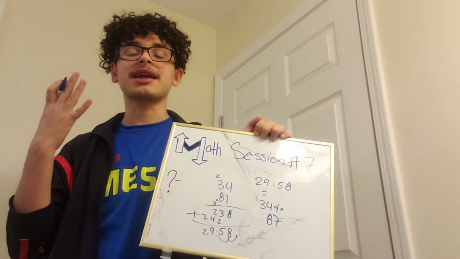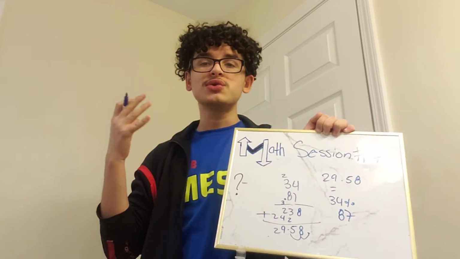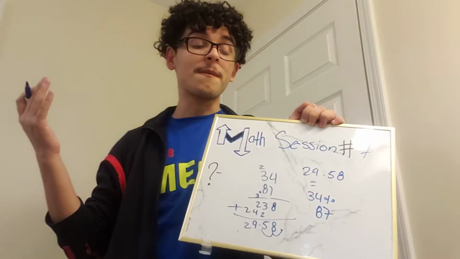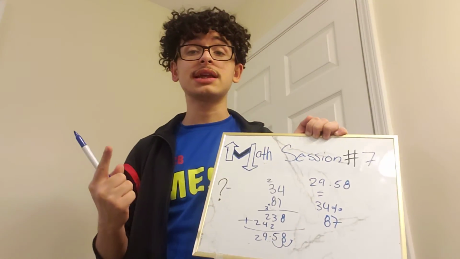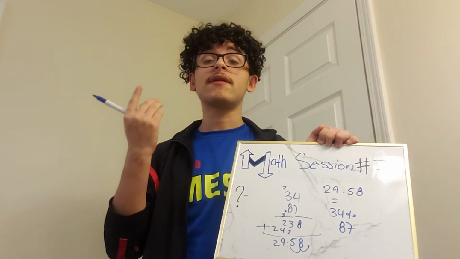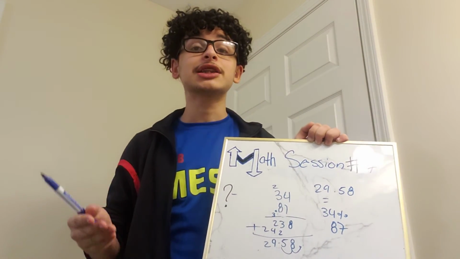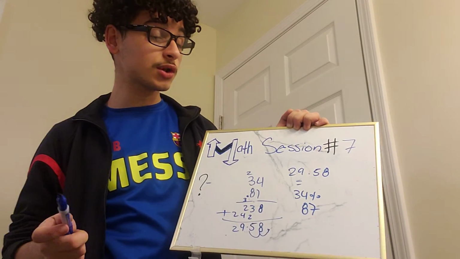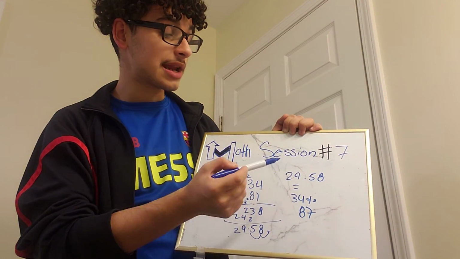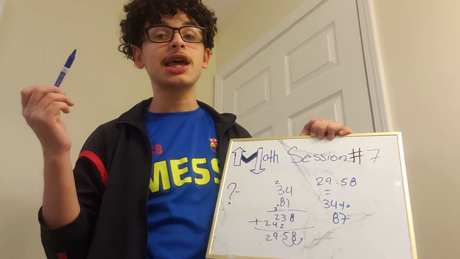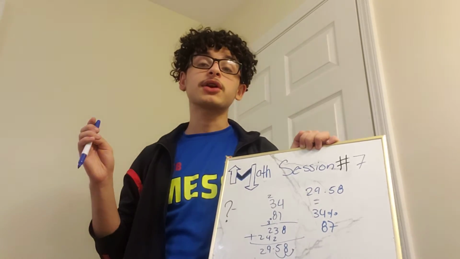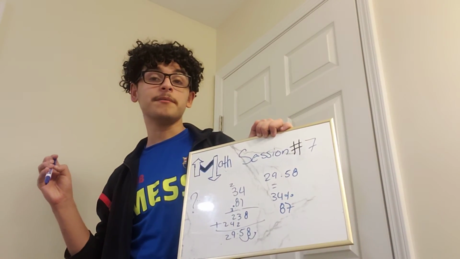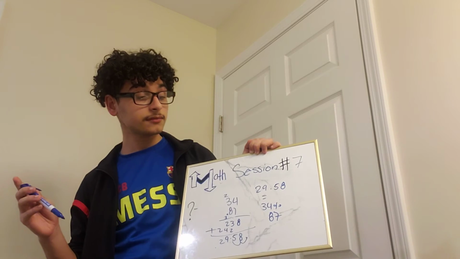Again, this is kind of a common sense approach to finding the total amount. You just find 1% of the number that you want to find the percentage of, and then you multiply by the percent that you want to find from it. So again, 29.58 is 34% of 87.